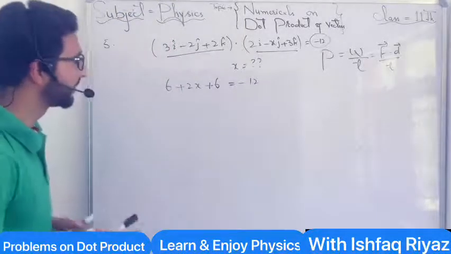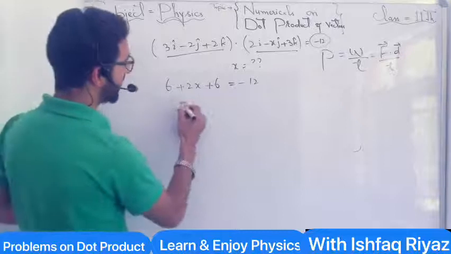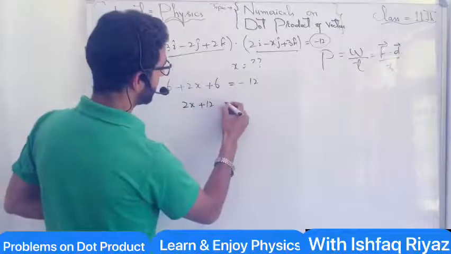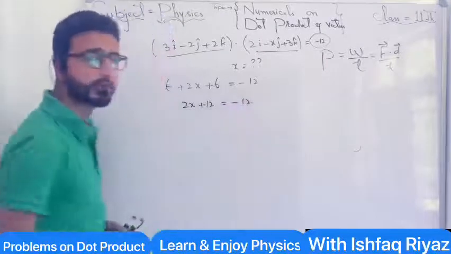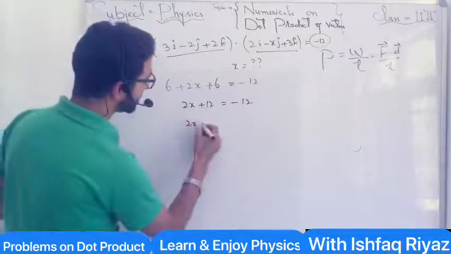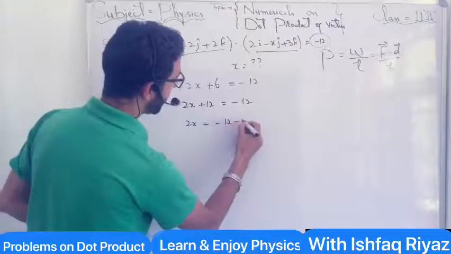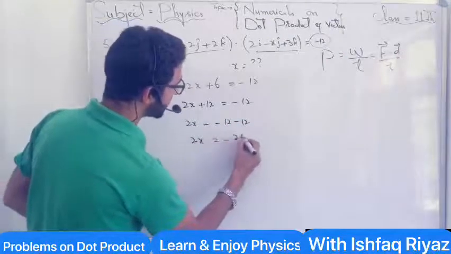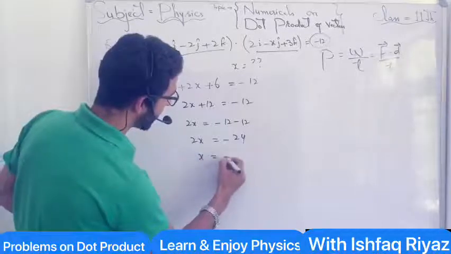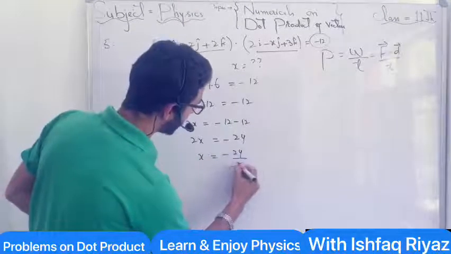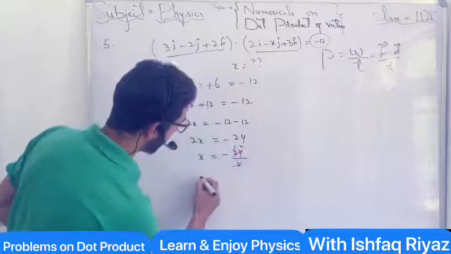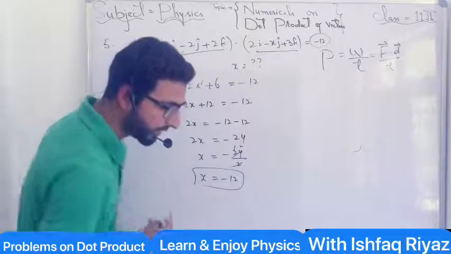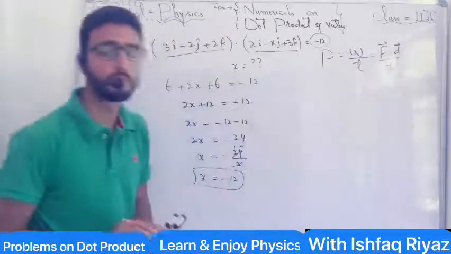Now let's try to find out the value of x. So this is 2x plus 6 plus 6 is 12, and this is equal to minus 12. So 2x is simply equal to minus 12 minus 12. So 2x is equal to minus 24. Simply x is equal to minus 24 by 2. So x will be equal to minus 12. So the value of x is equal to minus 12.